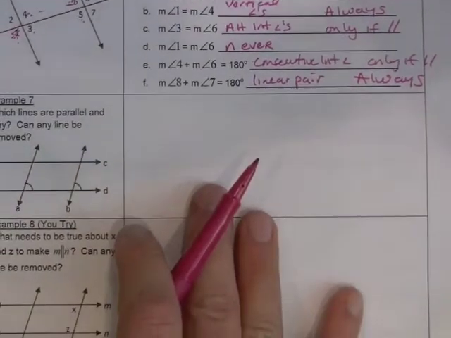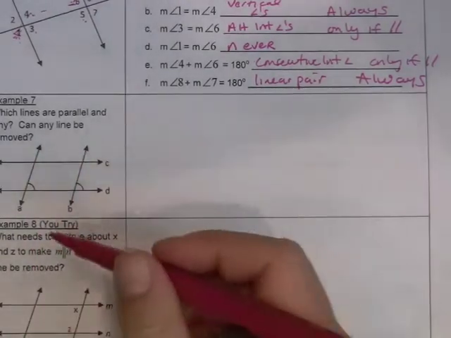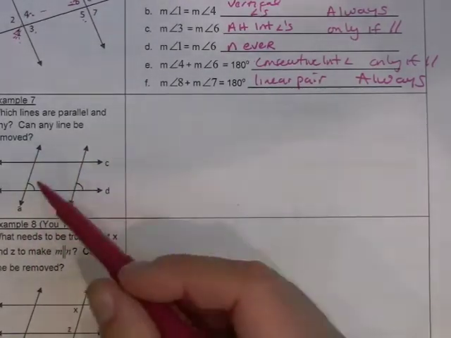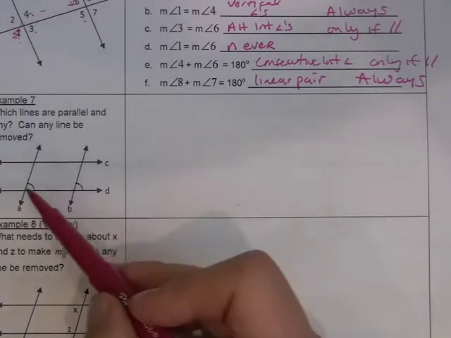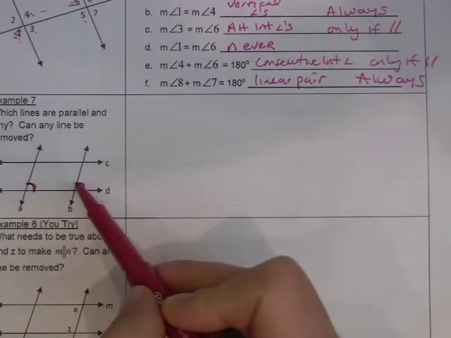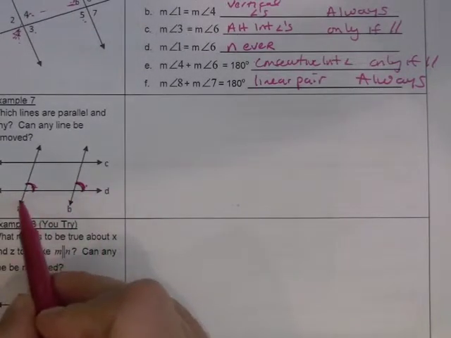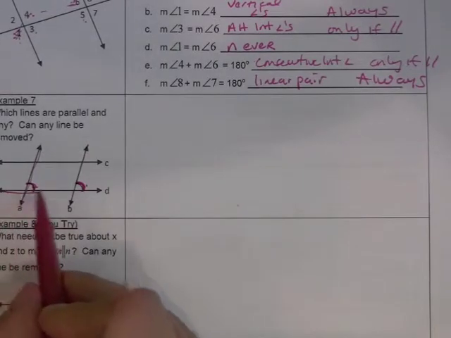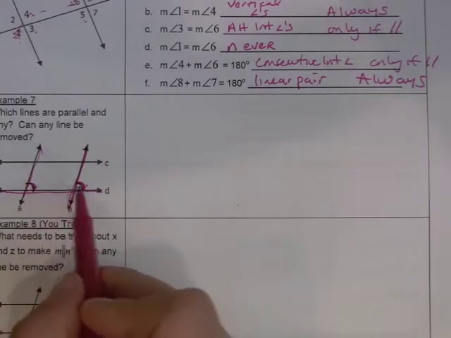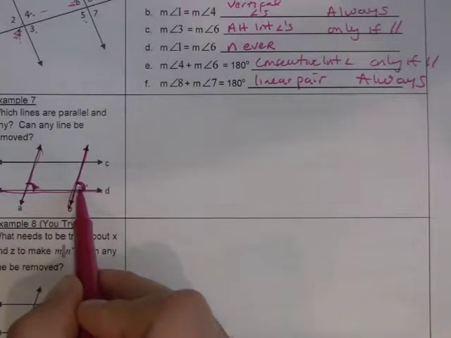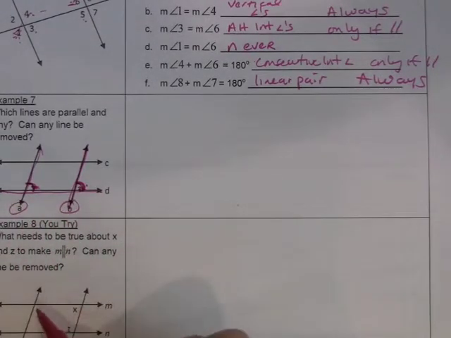Okay, so in example 7, which lines are parallel and why? And can any line be removed? Well, what you want to do here is look at these lines and see what is actually given to you. You're given that these arcs mean that they're congruent. So you've got these lines, which relate to this line and this line, and this line is crossing both of them. These angles are both in the same position, which means that they're corresponding angles. So if they are corresponding angles, it means these two lines must be parallel.